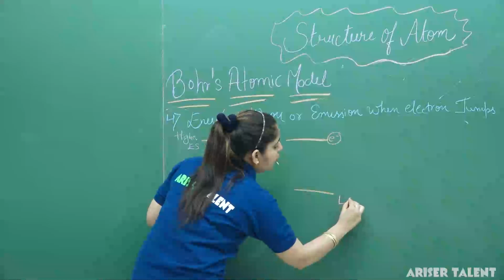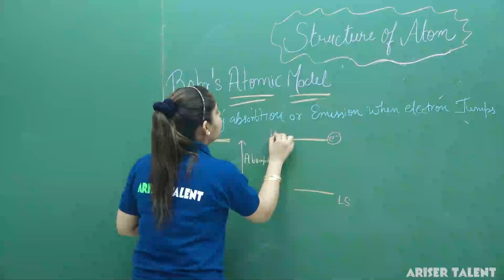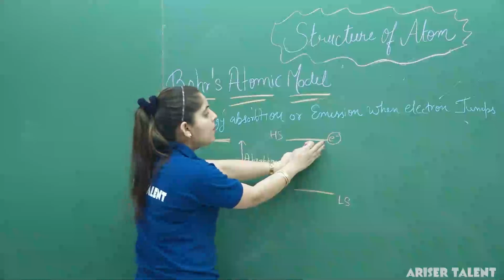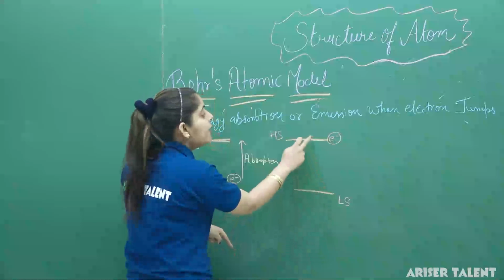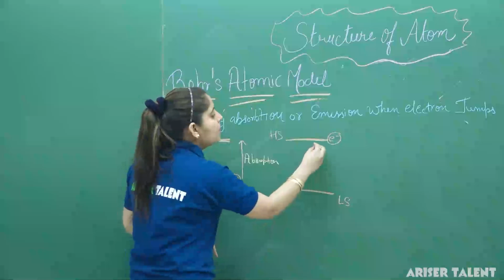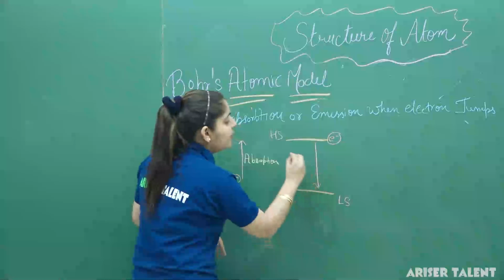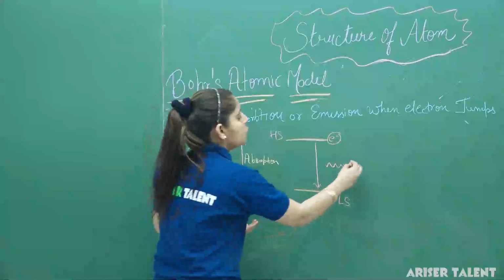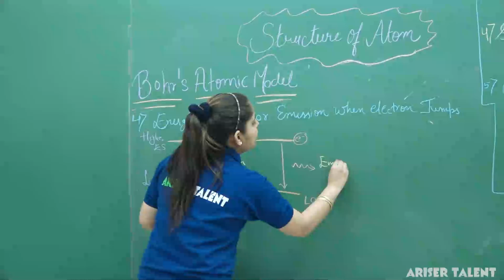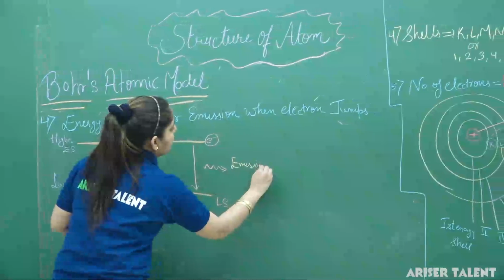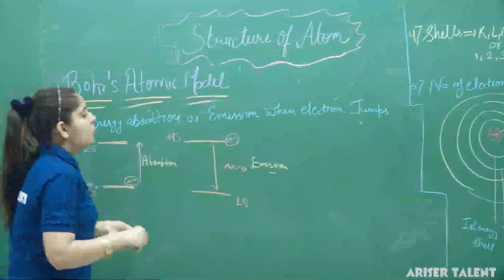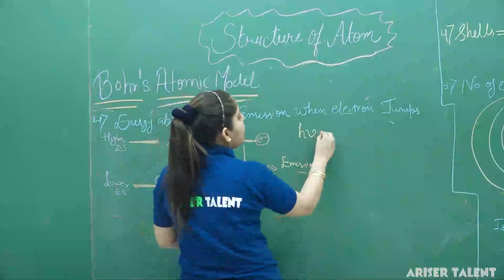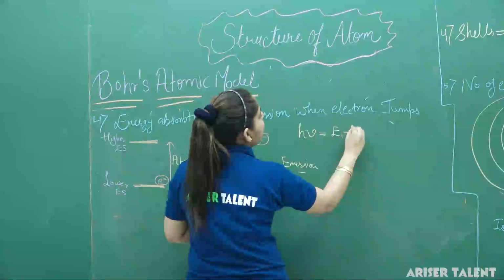In our next category, suppose we have an electron in the highermost shell. This is the lower energy state and this is the higher energy state, and the electron is going to jump from the higher state to the lower state. If an electron jumps from higher to lower, then there will be the emission of radiation. So energy is emitted here. We can say that energy will be emitted in the form of h nu, and h nu will be equal to E1 minus E2.